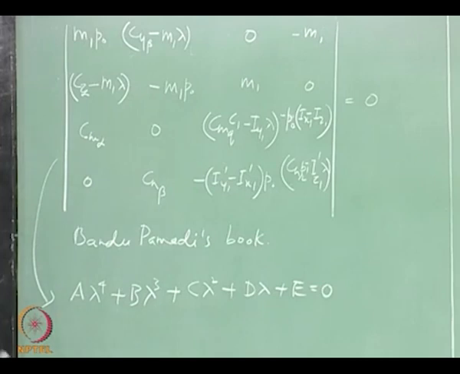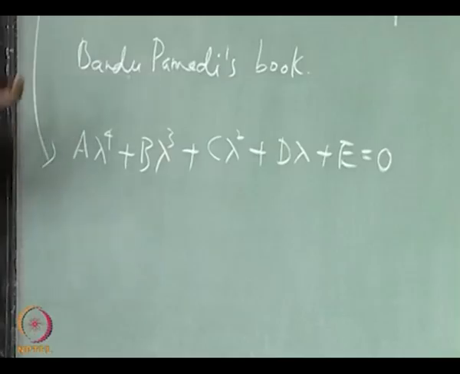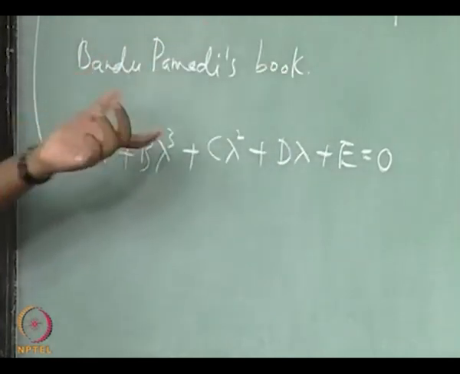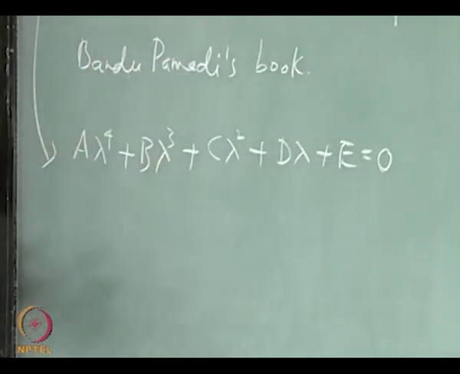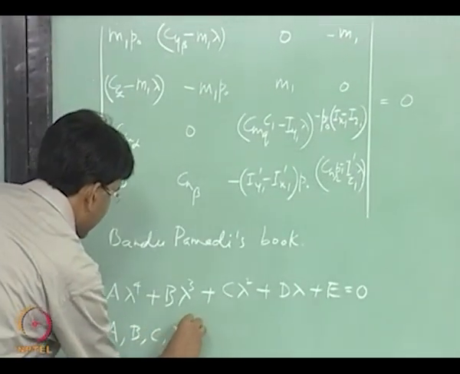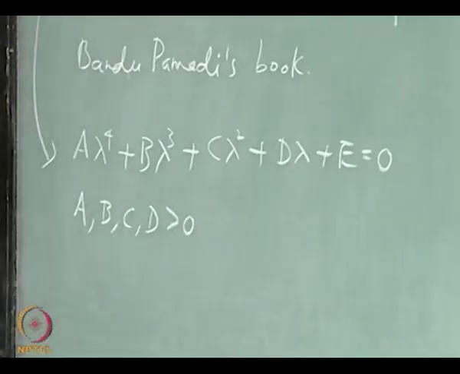So, there is a quartic equation in lambda, and now we want to use the Routh's criteria. He actually uses the necessary condition only, which says that all the coefficients must be of the same sign in this equation. So, it turns out that A, B, C and D are all positive. Okay. So, for stability automatically E should also be positive.